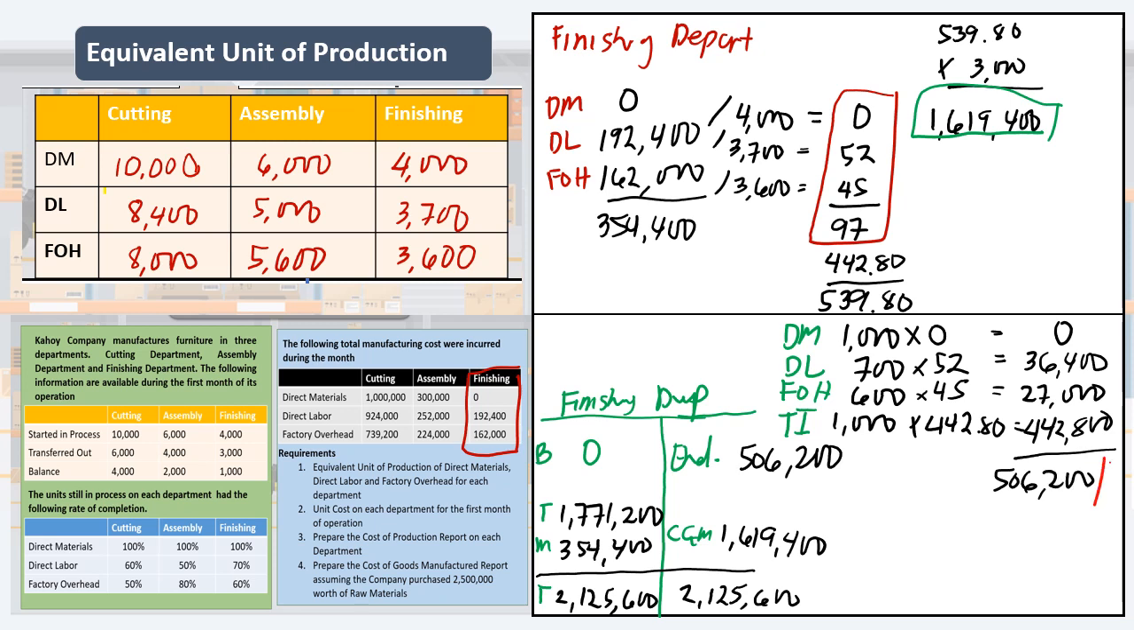Which is equivalent to what we computed as the ending inventory using the T account. So, therefore, what we computed above and below is correct. That is how you compute the unit cost and, at the same time, determine the amount for our transferred in and our inventory account.